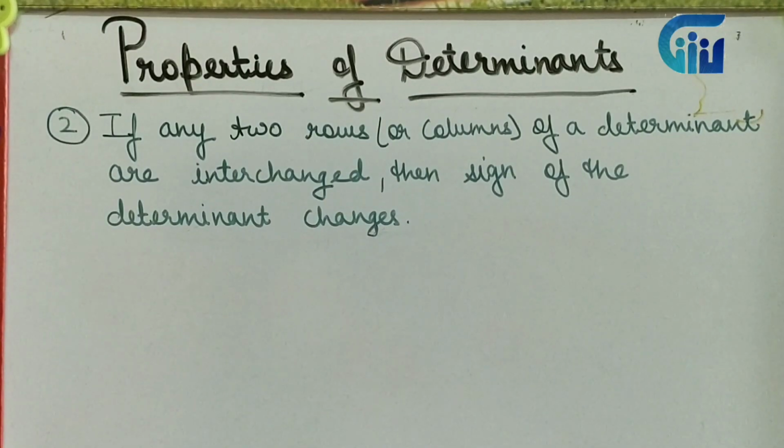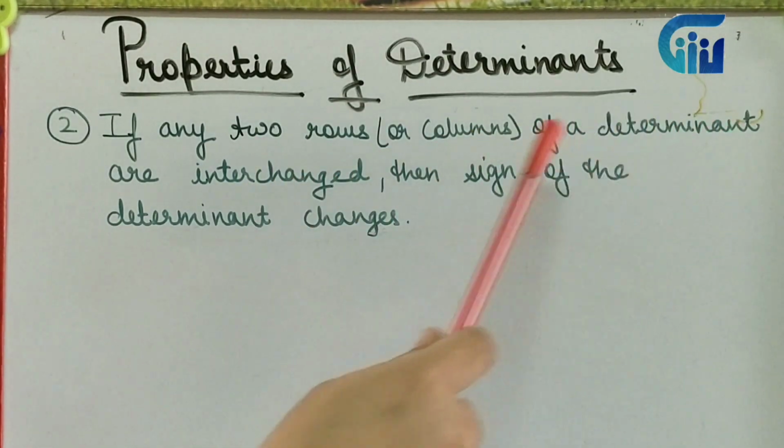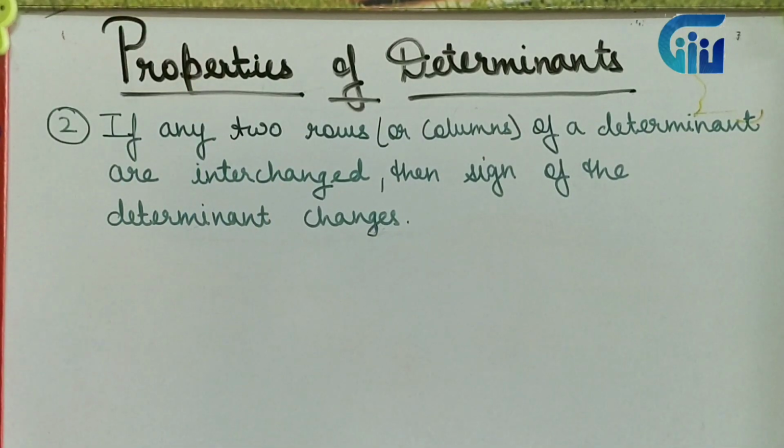Let's start with the second property. It says if any two rows or columns of a determinant are interchanged, then the sign of the determinant also changes. Now what do we mean by rows or columns interchange? Interchange means I will make R1 as R2 and R2 as R3. R1, R2 I address as rows and C1 and C2 I address as columns. So interchanging rows and columns means making R1 as R2, R2 as R3, column 1 as column 2, column 2 as column 3.